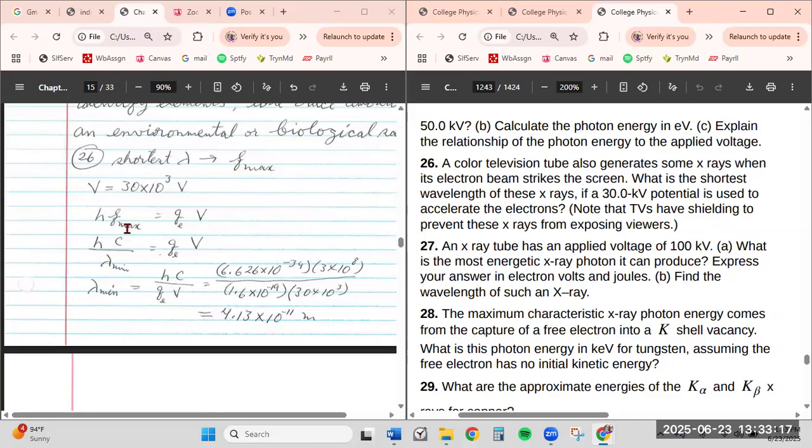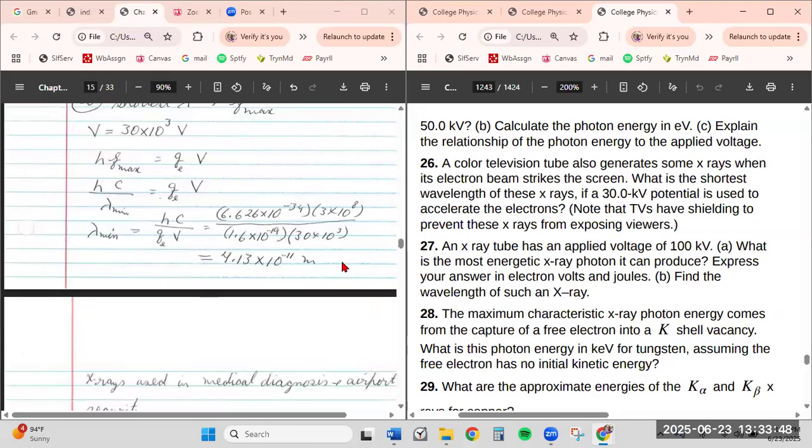And then using the equation h f max is q e V, we convert this left side. We go from frequency to wavelength. So we replace f by c over lambda. And then we solve this equation for lambda. If h c over lambda is q V, then lambda is h c over q V. Plug in the numbers and you get a wavelength of 4.13 times 10 to the negative 11 meters, or about 413 nanometers.